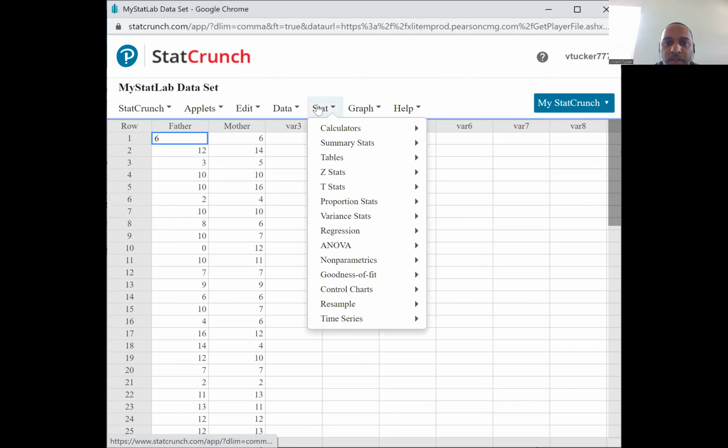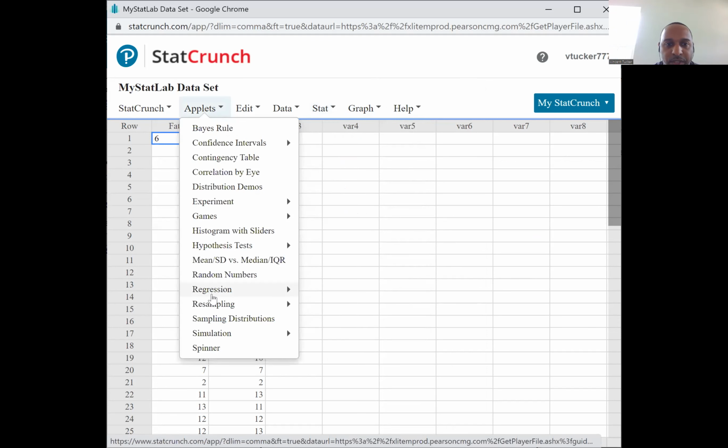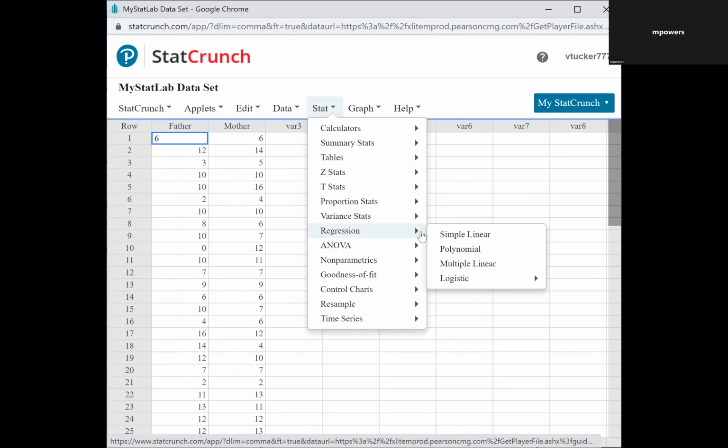But what we can do is go to Stat, go to Regression, Simple Linear. So make sure we're good, because there's another place that says regression too. Go to Stat first, then Regression, and just hit Simple Linear.